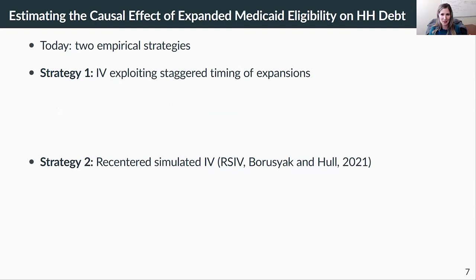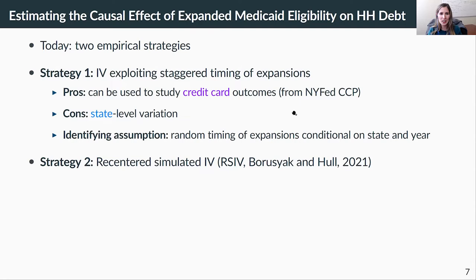And the second strategy is going to use a more recent methodological innovation for simulated instrumental variables from Borusyak and Hull. So I'll use this recentered IV, which is going to allow me to exploit much richer variation in the effect of Medicaid expansions. Now for this first strategy, there are some pros and some cons.